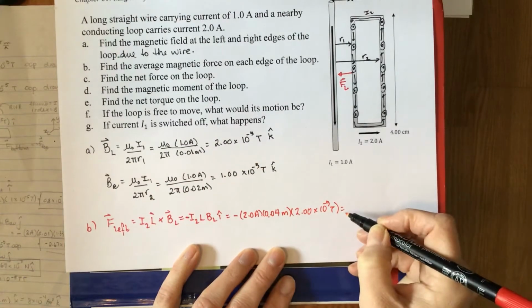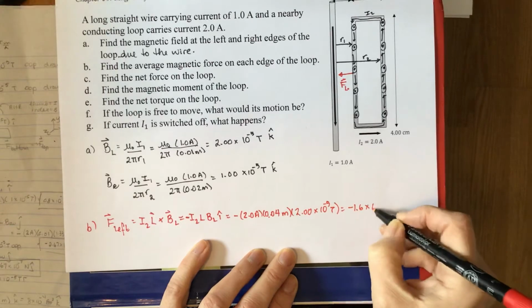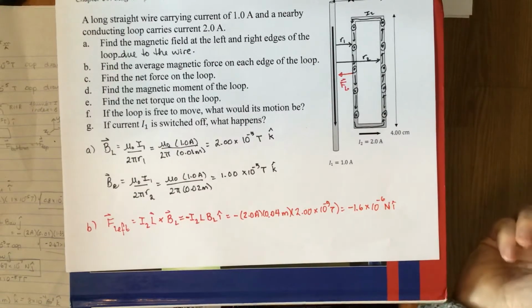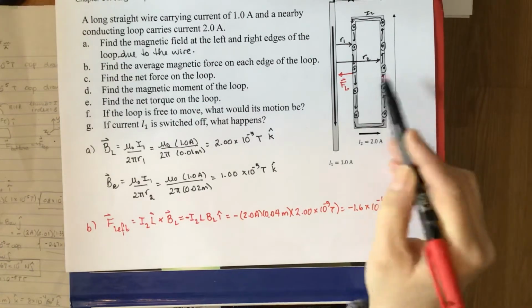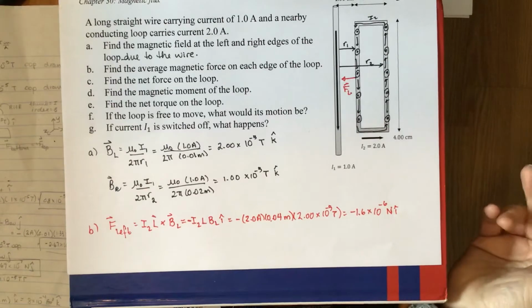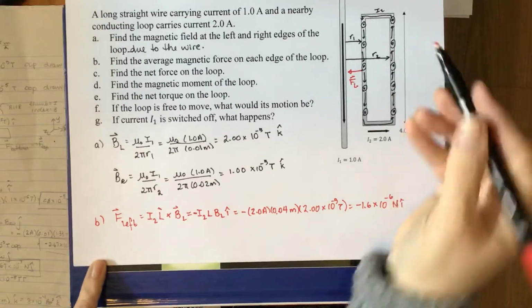Put that through the calculator and we get a force of minus 1.6 times 10 to the minus 6 newtons in the x direction. Next, let's do the force on the right. Before we get started, ask yourself, do you think those forces will cancel or no? Okay, so you think if they'll cancel or not.